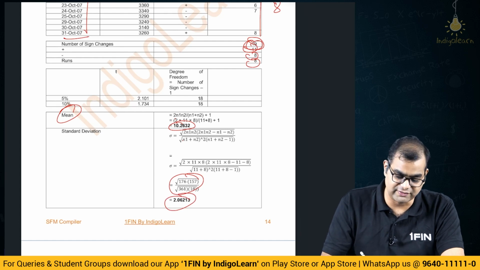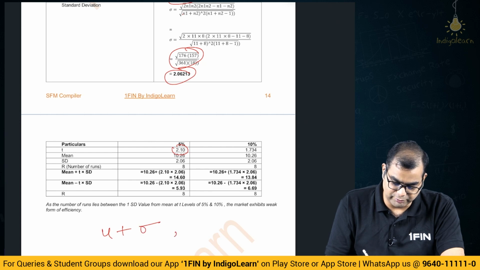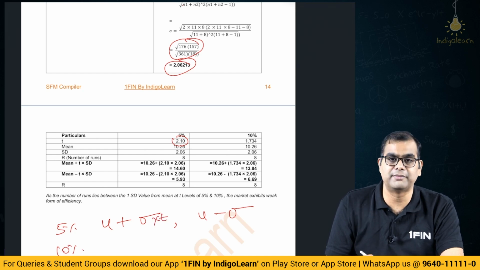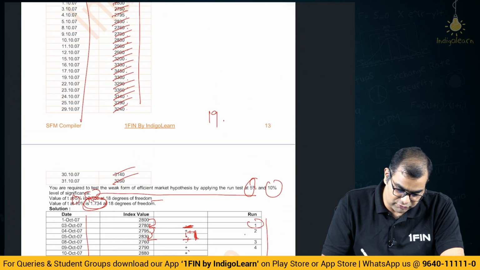Once you have the standard deviation value, what are you supposed to do? You are supposed to compute mu plus sigma and mu minus sigma. You have to do this for 5% separately and for 10% separately. It is sigma into the t value, not just sigma, and the t value will be different. T value for 5%, we have just found out, what is it?